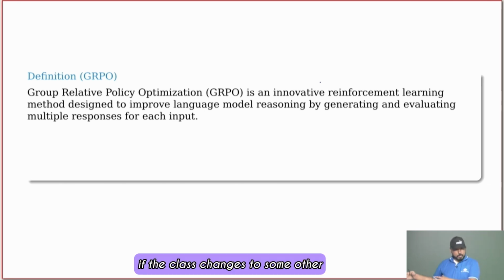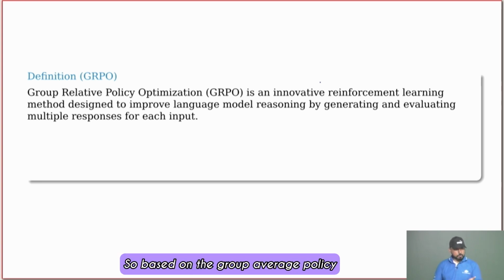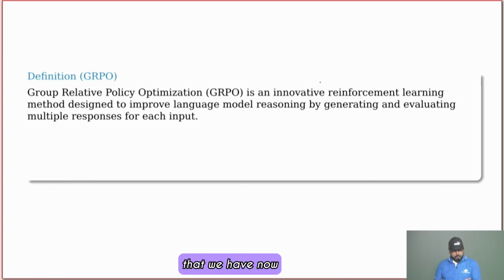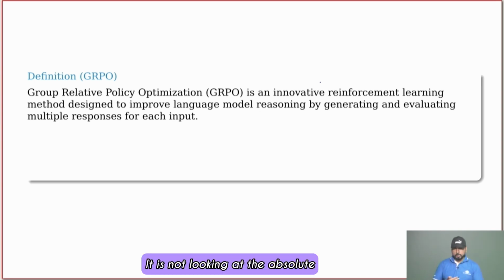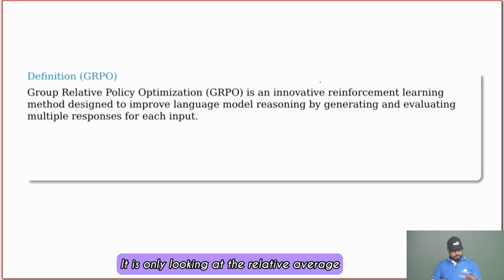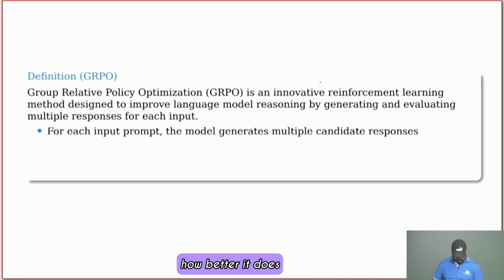But if the class changes to some other next year, then the base and all this might change. So it is more about the group, so that's why they call it group relative policy. Based on the group average policy that we have now, the current trajectory compared to this, was it doing better or not? It is not looking at the absolute. It is not looking at the 100% marks that one can get as a max. It is only looking at the relative average, and based on average, just like relative grading, how much better it does.